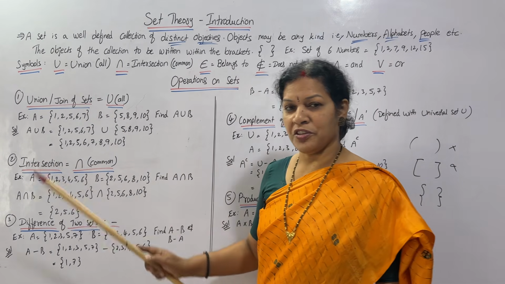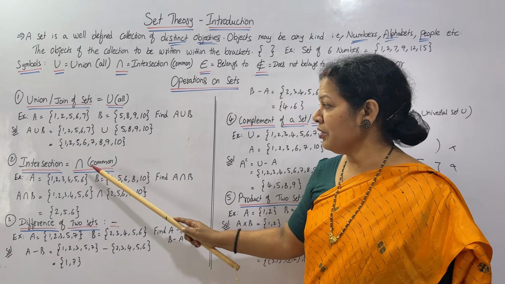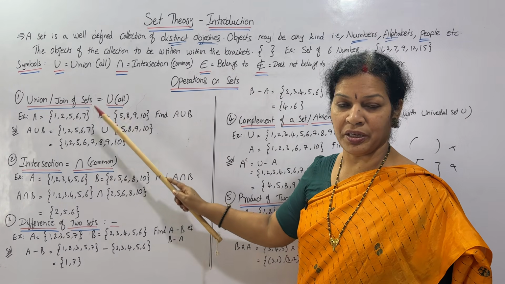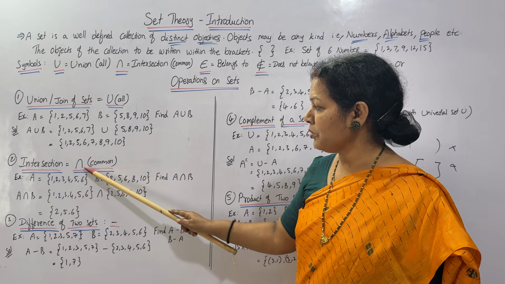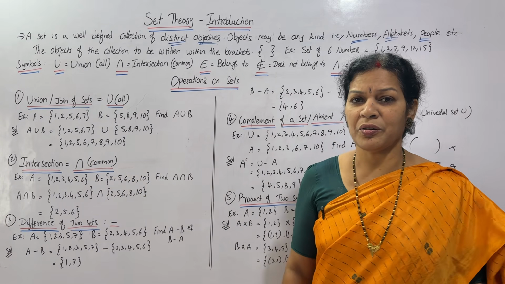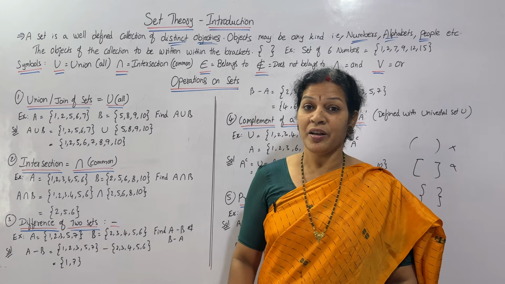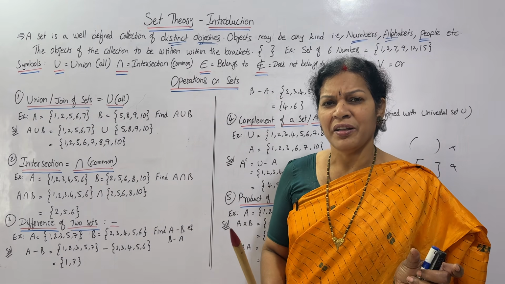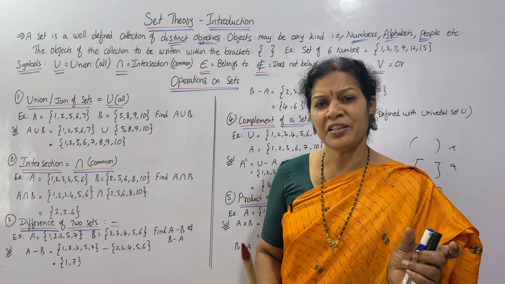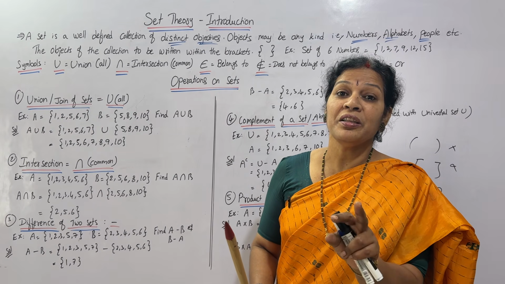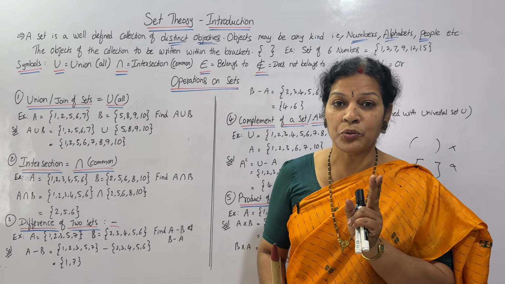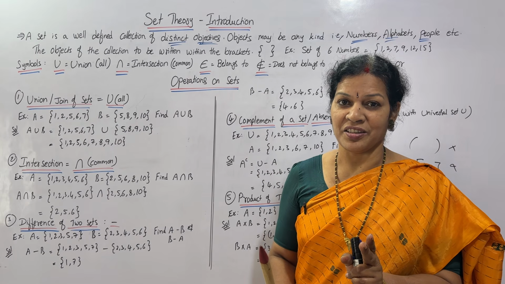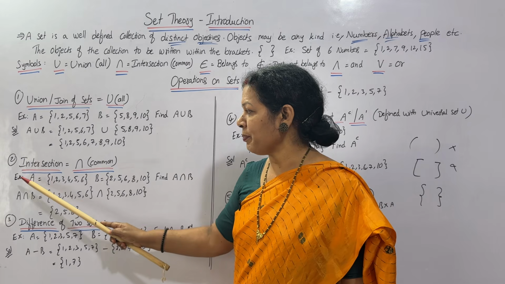Second one, intersection. The symbol I have already shown you. It is the reverse of union. It means we take common numbers only, not all. Here we take only the common ones, which appear in the A set and also in the B set together. Whenever an element appears in both, we take those elements only. That comes as intersection.